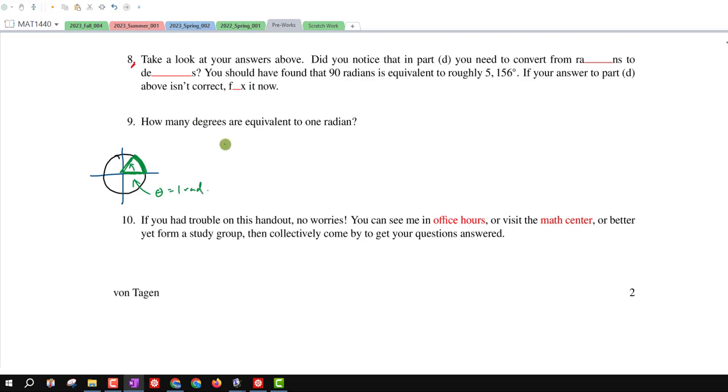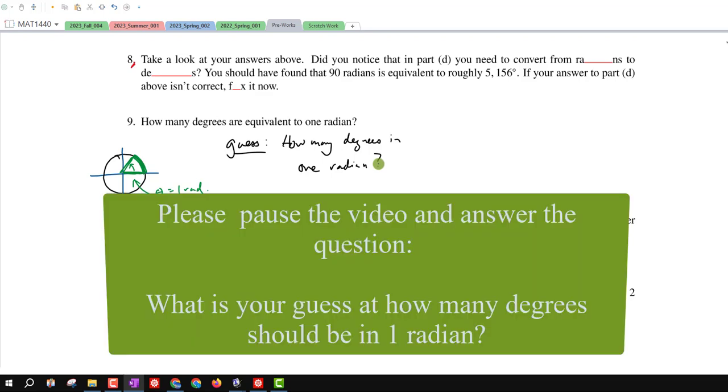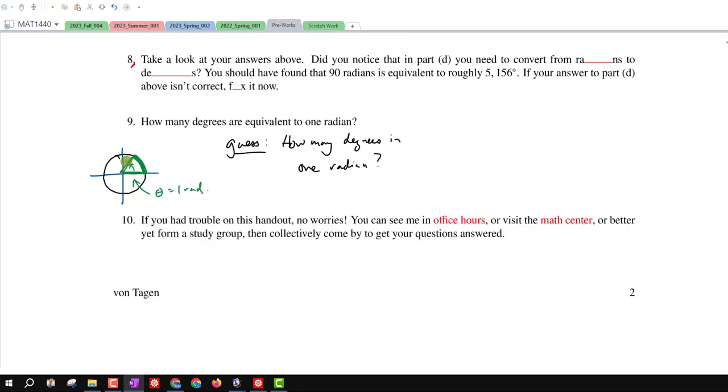And I'd like you to first make a guess. Let's just guess at this. How many degrees in 1 radian? So pause the video and please make a guess for how many degrees you think should be in 1 radian. So I think a really good guess should be somewhere around 60 degrees. Maybe 60 degrees seems like kind of a decent guess for this. Well, let's actually go do the computation.